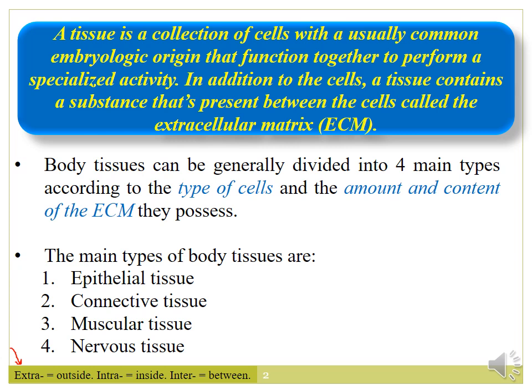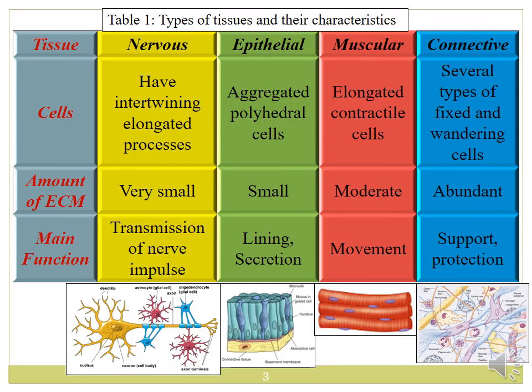Now, body tissues can be generally divided into four main types according to type of cells and the amount and content of the extracellular matrix. So, according to these two criteria, the cells and the extracellular matrix, we divide body tissues into epithelial tissue, connective tissue, muscular tissue, and nervous tissue. This table shows the main features of each of these basic types of body tissues.